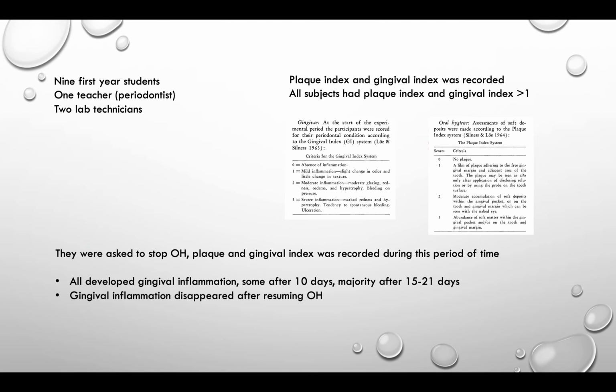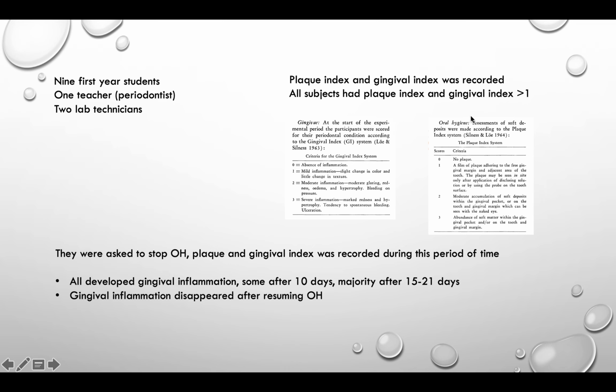What he did was very smart for that time, without a very established system of research. They selected nine first-year students, one teacher who was a periodontist, and two lab technicians. At baseline, all of these people had no clinical signs of inflammation and good oral hygiene. They recorded their plaque index and gingival index, and all subjects had both indices of less than 1.